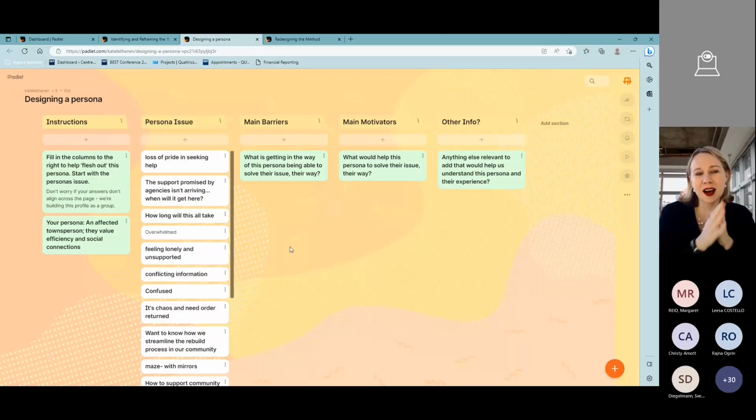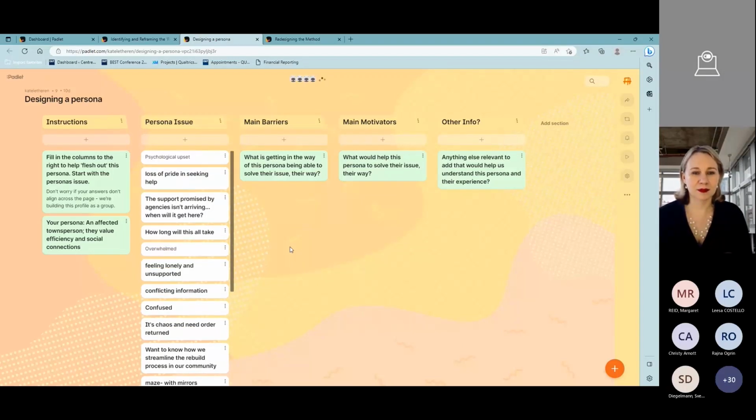Now that we've got a pretty good idea of the type of issue that this persona has, what do we think their main barriers are for addressing this issue? What's getting in the way of them tackling the overwhelm and tackling the loneliness? Aside from the very obvious issue of the flood impacting the town, we might think about these more as behavioural barriers. Or if it's easier to start thinking about it from the motivator point of view, what might help?